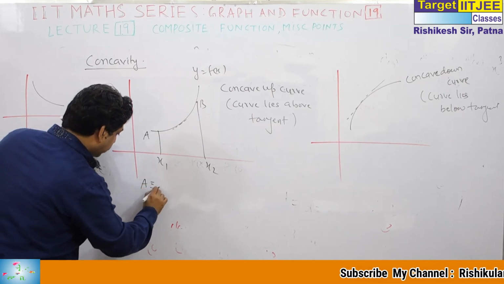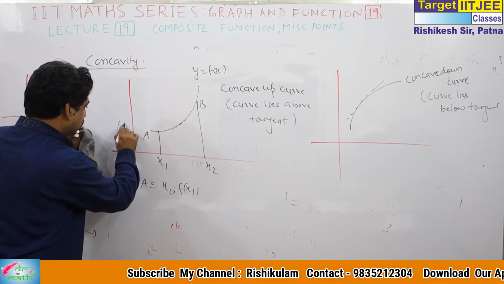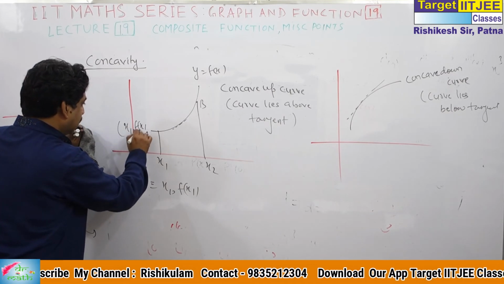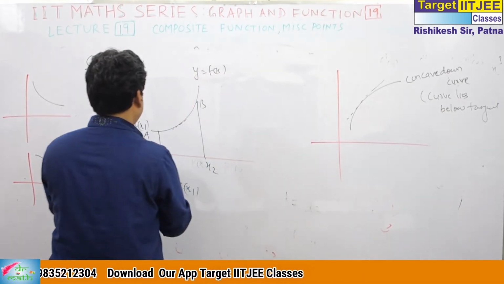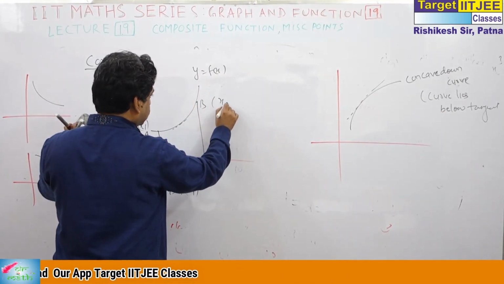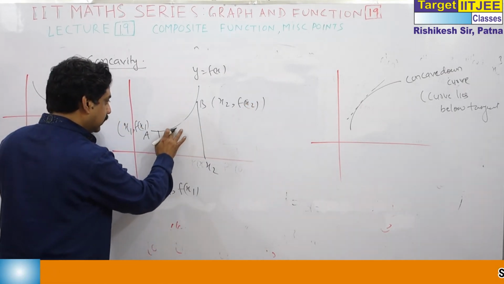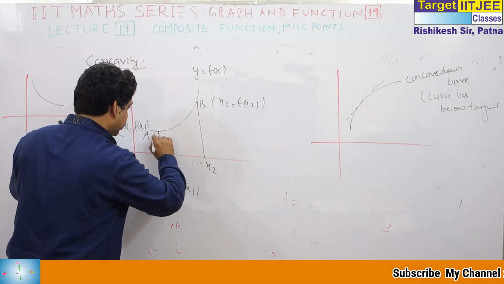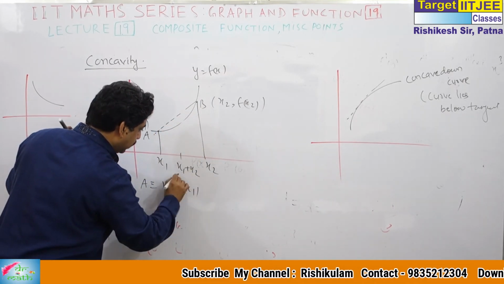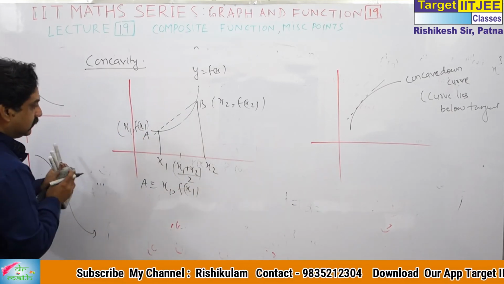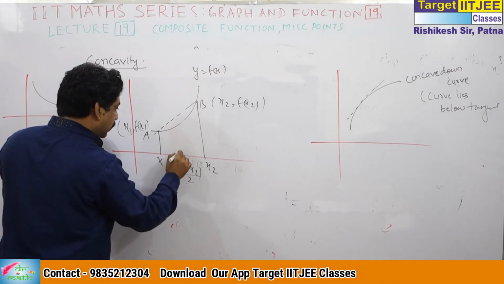Point A is (x1, f(x1)). And point B is (x2, f(x2)). Take its midpoint. Now join these points and take the midpoint. The midpoint is (x1 plus x2) by 2. Now come to this, draw a line.